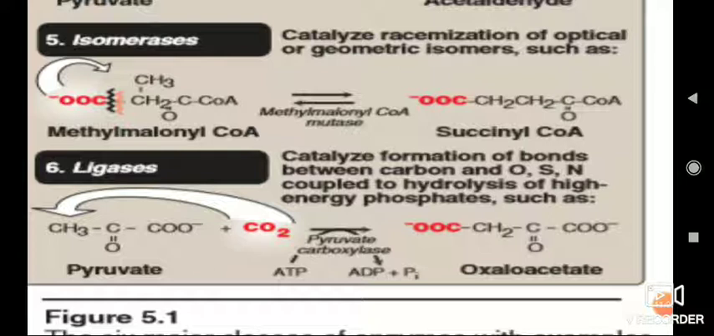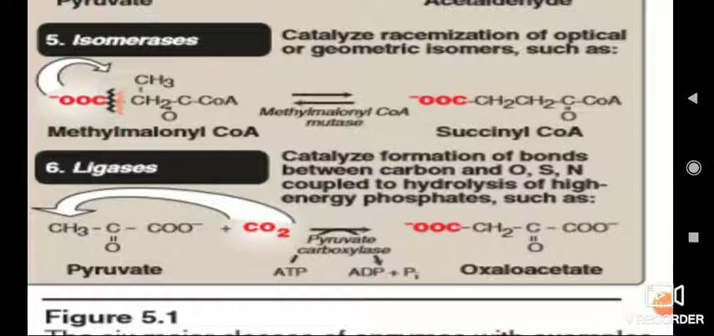The fifth classification is the isomerases. Isomerases catalyze racemization of optical or geometrical isomers, such as shown in the example. Methylmalonyl coenzyme A is converted into succinyl coenzyme A. And the sixth and the last classification is the ligases.